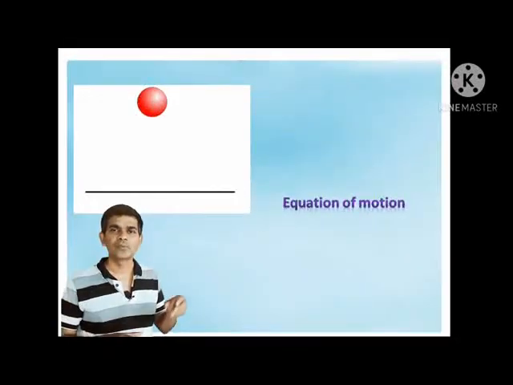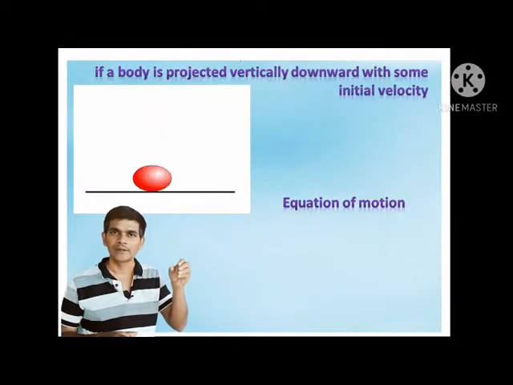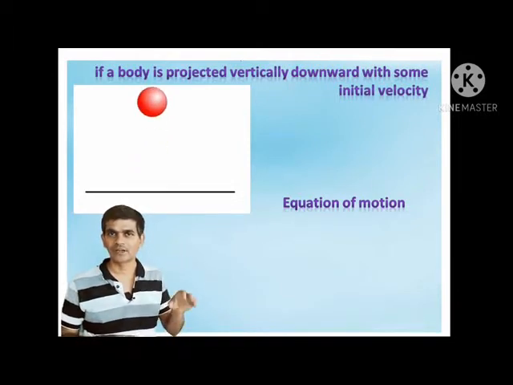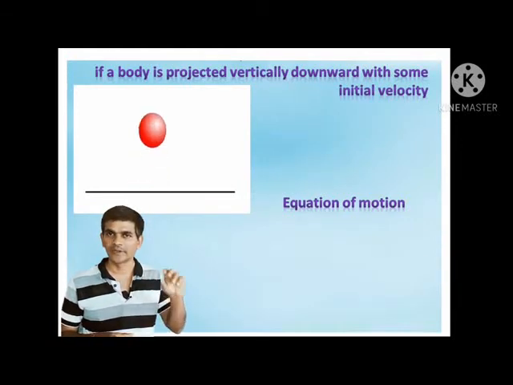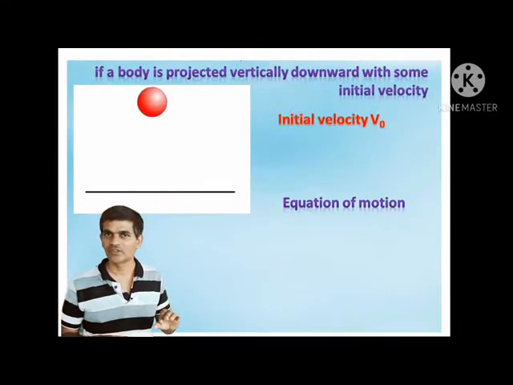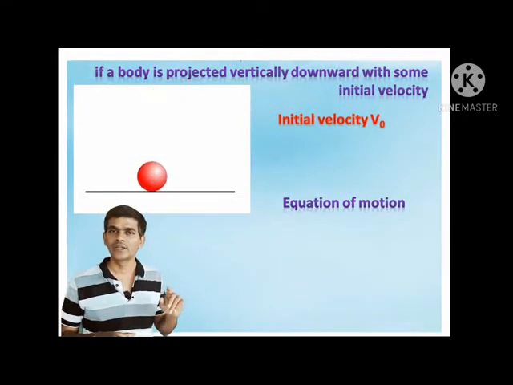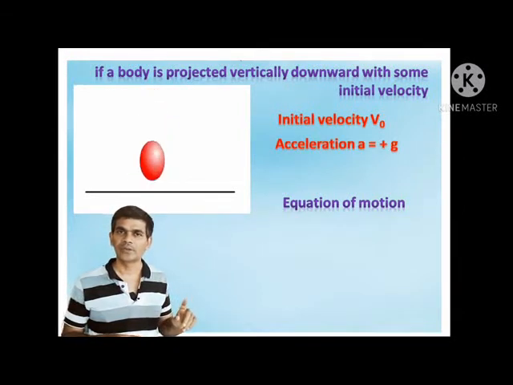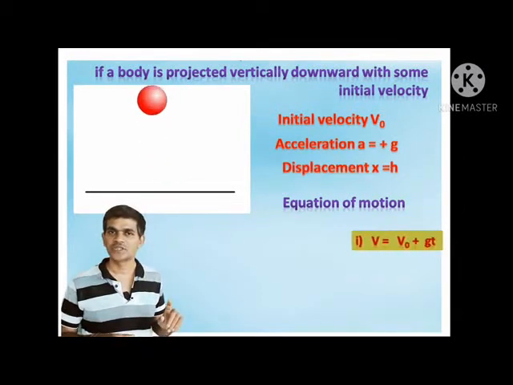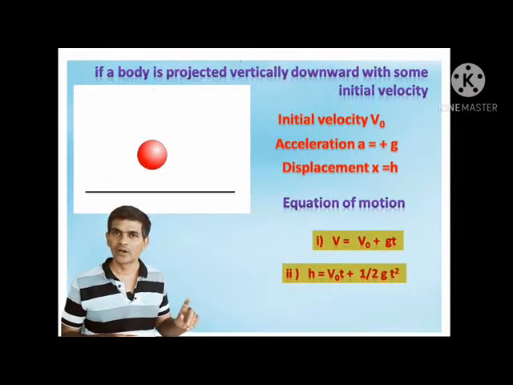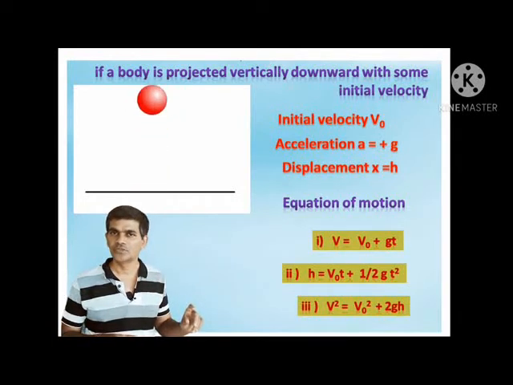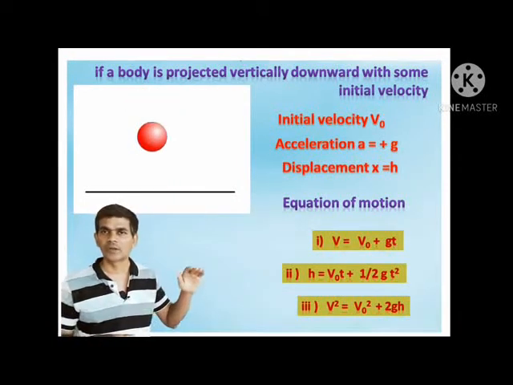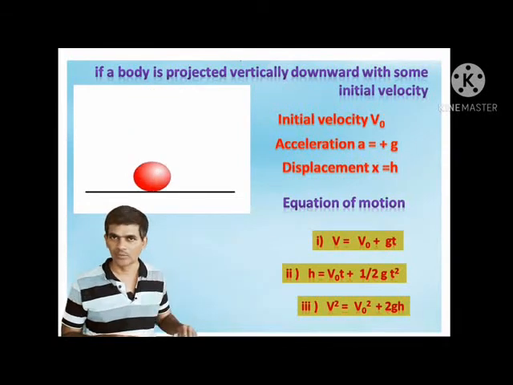Next we will see, suppose body is falling but given a certain initial velocity. The initial velocity ಕೊಟ್ಟು ನಾನು ಕೆಳಗೆ ಬಿಸಾಡ್ತೇನೆ. Ball is thrown downwards. What is the equation of motion? Now we are given a certain initial velocity where v naught is not zero, it is non-zero. Then equation of motion is v is equal to v naught plus gt. Second equation, h is equal to v naught t plus half gt square. Third equation is v square is equal to v naught square plus 2gh. These are the equations of motion for a body which is thrown downwards.